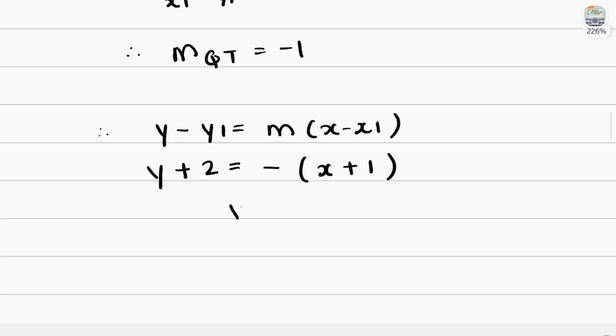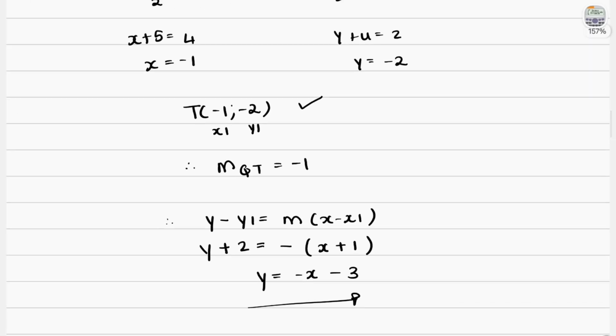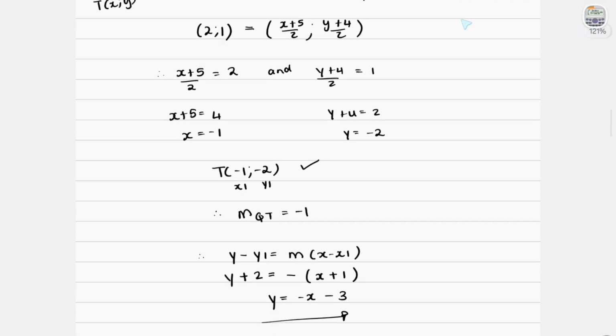And just simplify. So y is equal to -x and then -1, and that transposes and becomes -2. So that is -3. And that is the equation of the tangent to the circle. Okay, moving on to the next question.